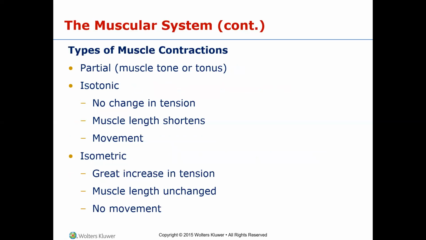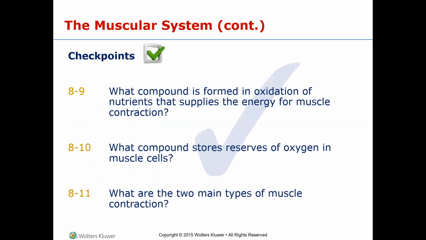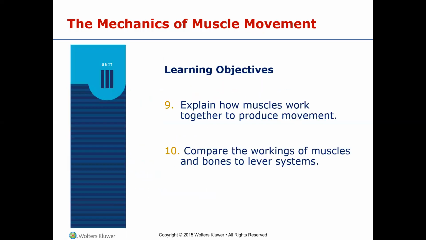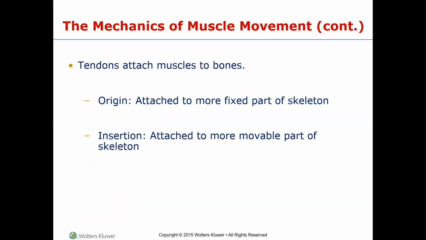Nothing on exercises or the types of muscle contractions. And which muscle cell compound stores oxygen? Of course, that would be myoglobin. And then we're not worried about how our muscles work or the lever system.